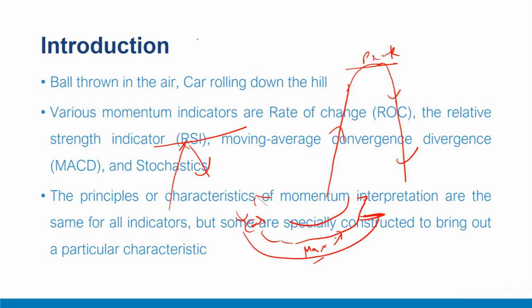The principles or characteristics of momentum interpretation are the same for all the indicators, but some are specially constructed to bring out a particular characteristic. In this discussion, we'll start with the ROC indicator and show the applications. Changing the oscillator may change some properties, but broad interpretations and contours of discussion remain the same.